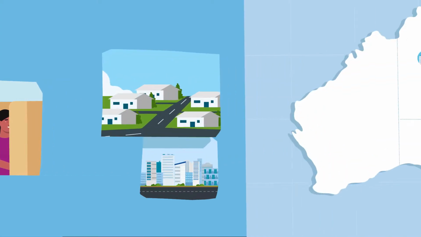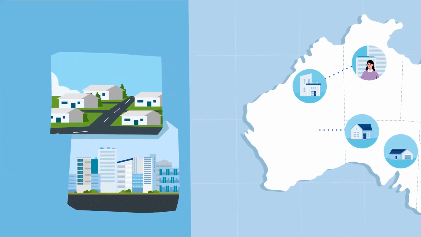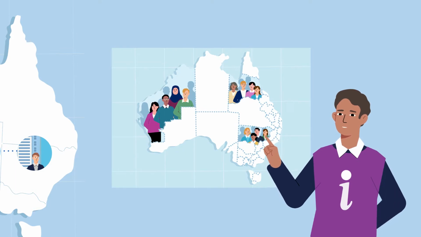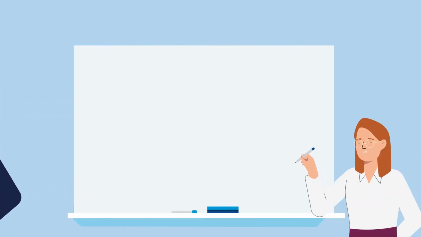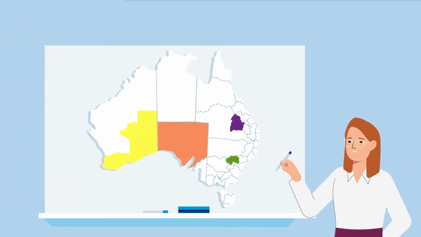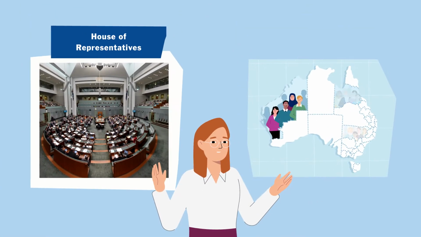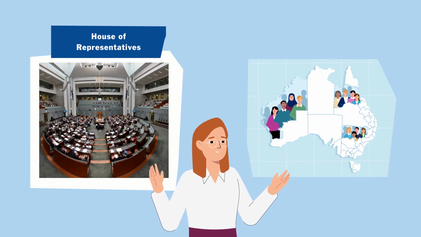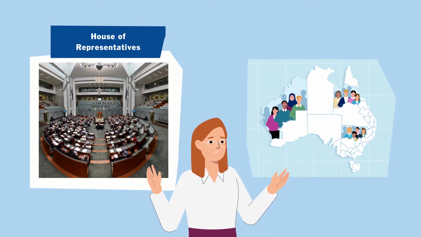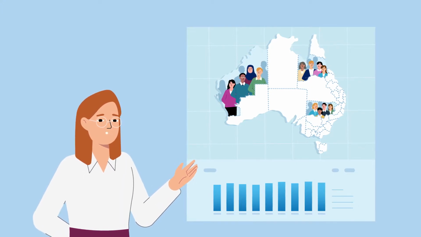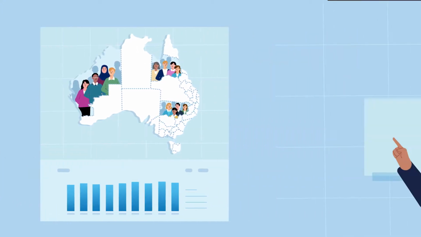As our population changes, a process called redistribution takes place to ensure the number of electors in each electorate remains equal. A redistribution is a redrawing of geographic boundaries of an electorate to ensure each state and territory has representation in the House of Representatives in proportion to their population, and that there are a similar number of electors in each electorate within a state or territory.